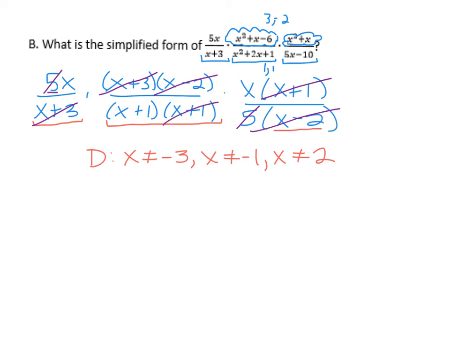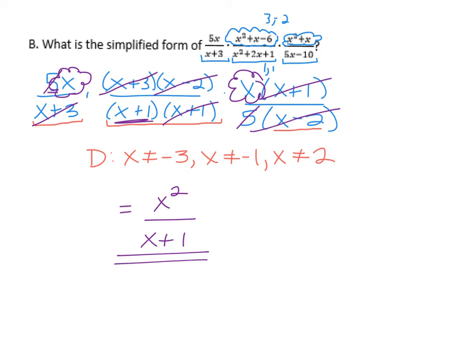What's left over in the numerator is the first x and the second x. And if we multiply those, x times x would equal x squared. In the denominator, all that's left over is that x plus 1. And that's multiplying rational expressions together. Tomorrow, we'll take a look at division.